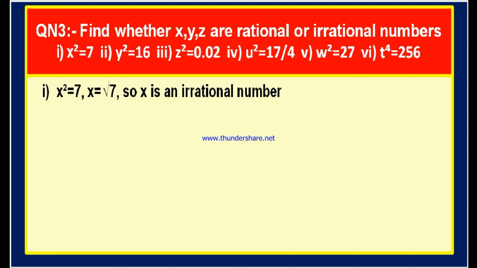Please keep in mind, the square root of a perfect square is a rational number, and the square root of a number that is not a perfect square is always an irrational number. Do you recollect what is a perfect square number and what is not a perfect square number?